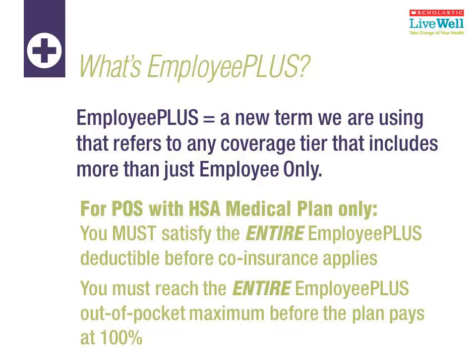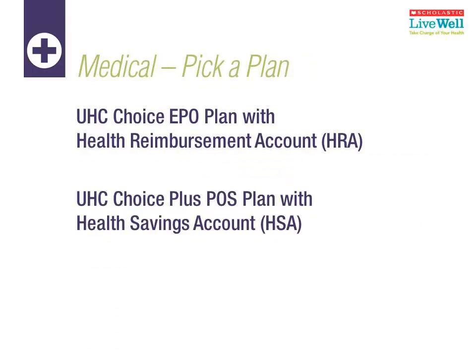Also, as we go forward in this presentation, it is very important to understand that if you choose the POS plan with HSA, the entire Employee Plus deductible must be met before anyone in the plan is covered by coinsurance, and you will have to reach the entire Employee Plus out-of-pocket maximum before the plan will cover you or your dependents at 100%. Let's start with your options for picking a medical plan.